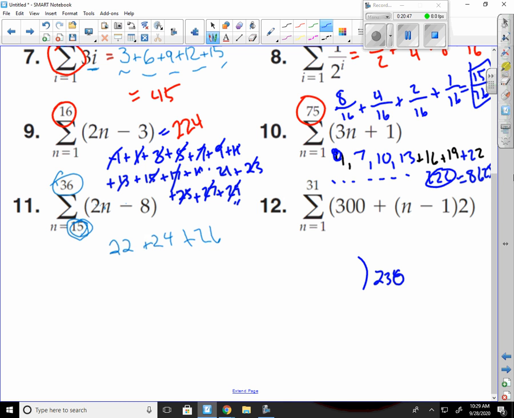Okay, number 11, I kind of got started. There's 22, 24, 26. So it's going up by 2 each time. And I would go all the way up to, what's 36 times 2? That's 72 minus 8 is 64. 22 plus 64 gives me 86. Then I do half of whatever this difference is. 36 minus 15 is 21. So that's going to be 10.5 times 86.